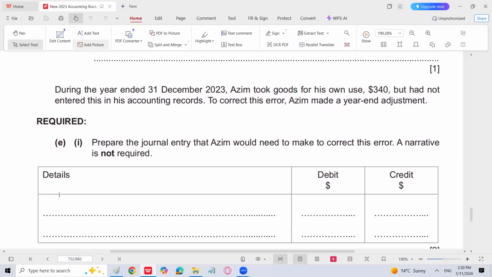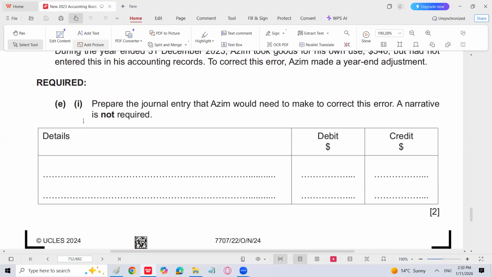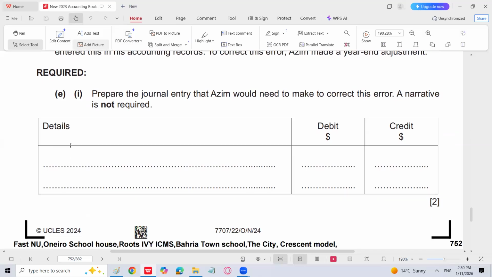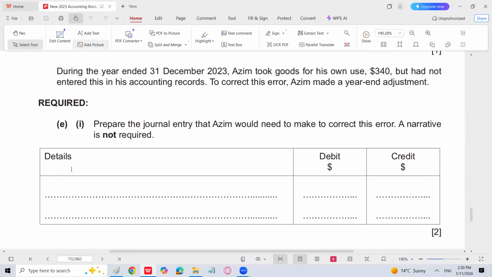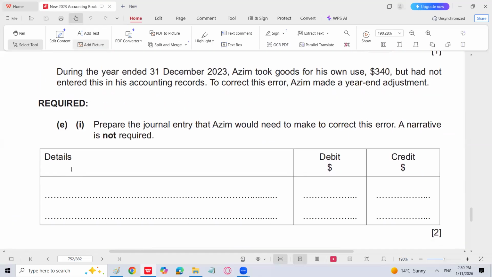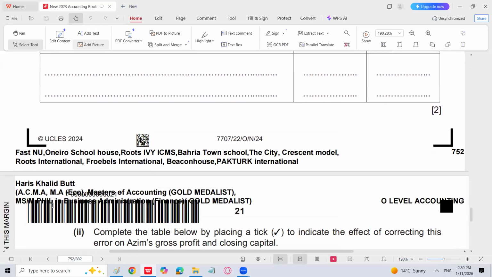Next, during the year ended 31st December, A.S.M. took goods for his own use, 340, but had not entered that in his accounting records. To correct this error, A.S.M. made a year-end adjustment. Prepare the journal entry that A.S.M. would need to make to correct this error. A narrative is not required. That is goods drawing, and the entry is drawings debit and purchases credit. So for goods drawing, the entry is drawings debit and purchases credit, because the amount will decrease purchases, and whenever the owner withdraws something from the business for his own use, that is called drawings. So drawings debit and purchases credit.